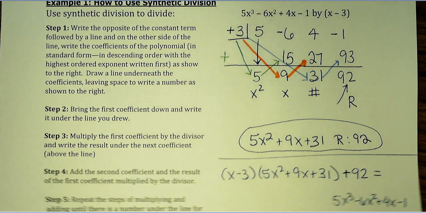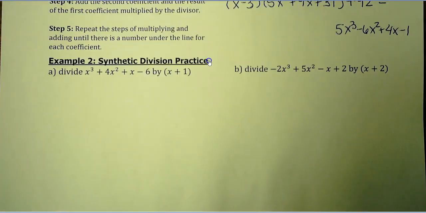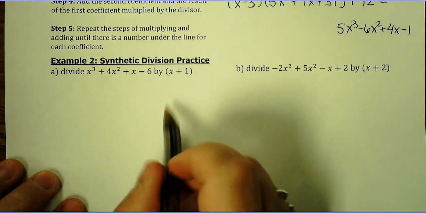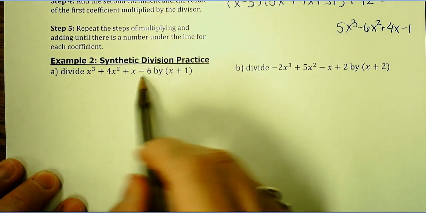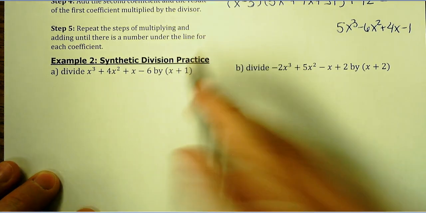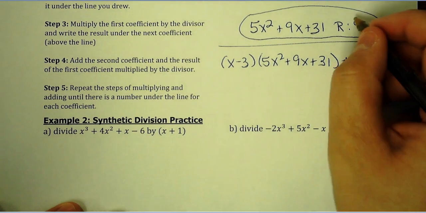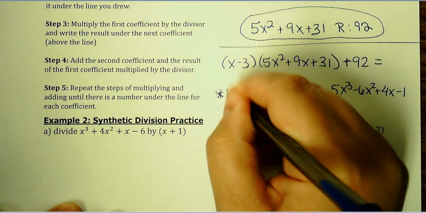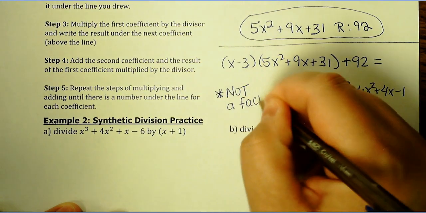We're just going to practice this concept a couple times so you guys get used to it, and then do a couple special cases. So divide, here's my x cubed, 4x squared plus x minus 6 plus 1. Let me add one note up here at the top. If you have a remainder, which I do here, that means that x minus 3 is not a factor.